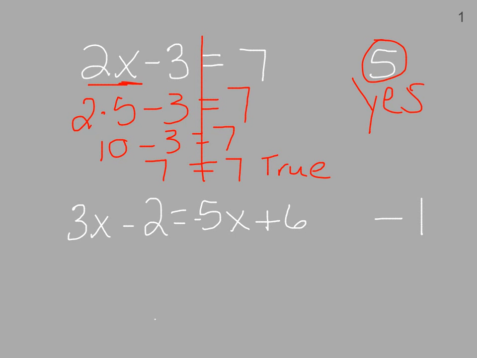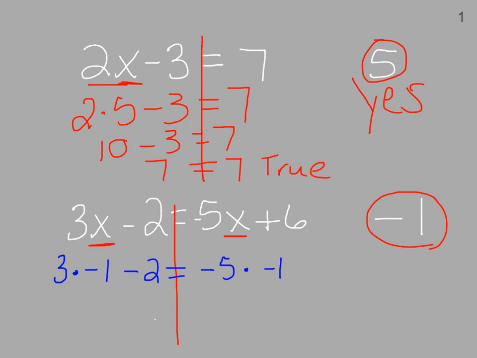Looking at the next one, this time we're going to be putting -1 in wherever the x is, and this time we have x in 2 places. So the first thing we'll do is draw the line, and then I'm going to put -1 in each place, so 3x means 3 times x. So 3 times -1 minus 2 equals -5 times -1 plus 6. 3 times -1 is -3, and we'll go ahead and finish this side. -3 minus 2 means -3 plus a -2, so that's -5 on this side.